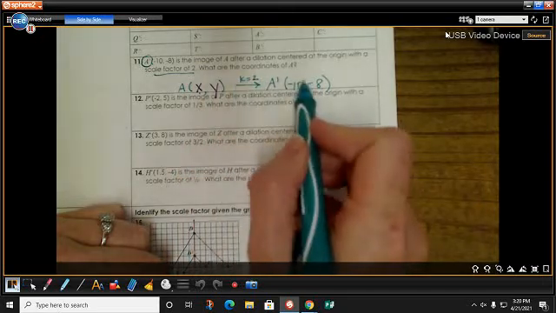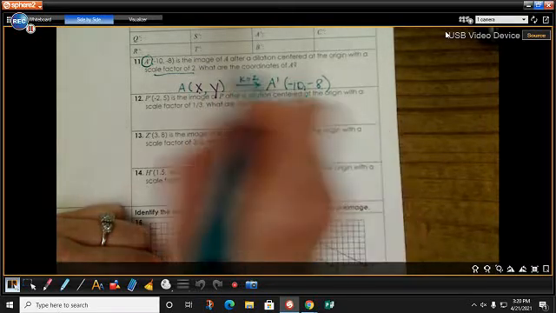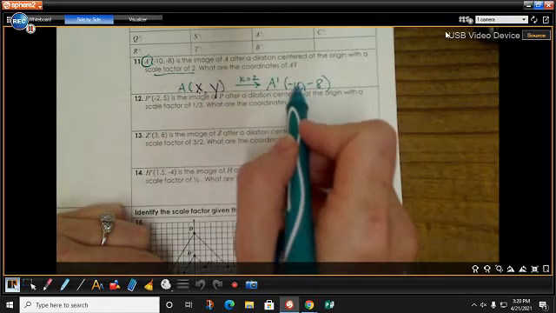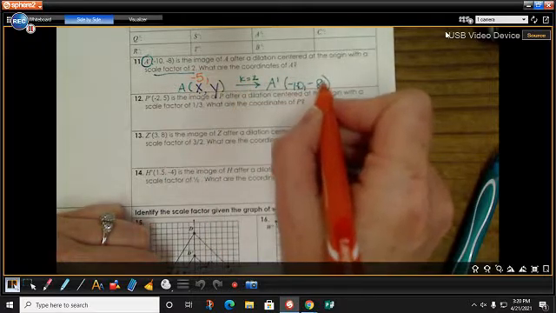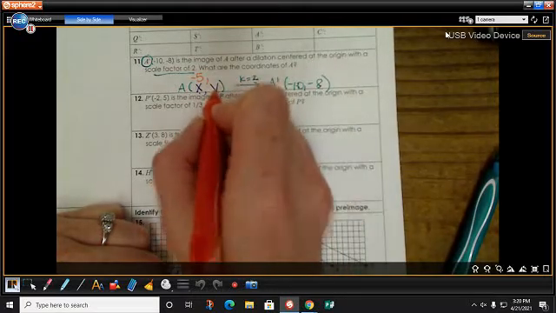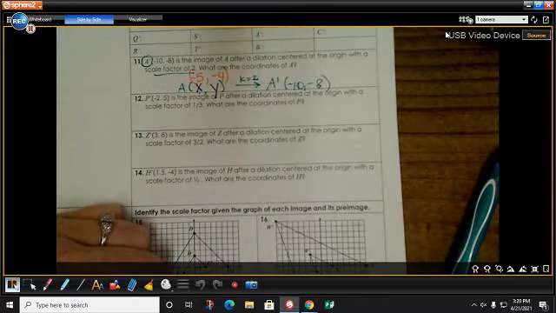I tend to work backward. If I had to times by 2 to get -10, to go backwards, I'm going to have to take -10 and divide by 2 to get my original number being -5. And then if I did y times 2 to get -8, I'm going to have to take -8 divided by 2 to get -4 for the coordinates of A.